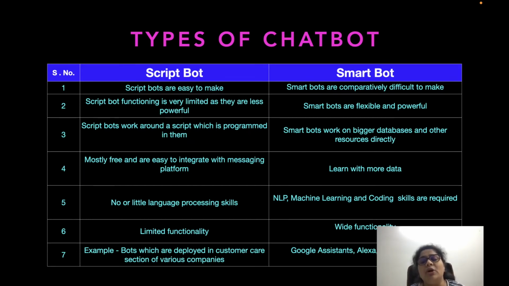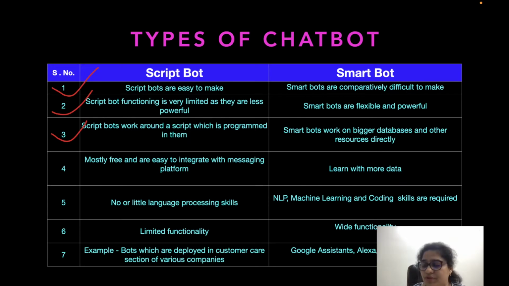Whereas smart bots are flexible and powerful, right? So it is more flexible and it will be able to get better answers and respond to me. Now the next point is script bots work around a script which is programmed in them. That's what we are discussing. Whereas the smart bots work on the bigger databases and other resources directly. All right. So I hope you are comfortable with the first, second and third points.